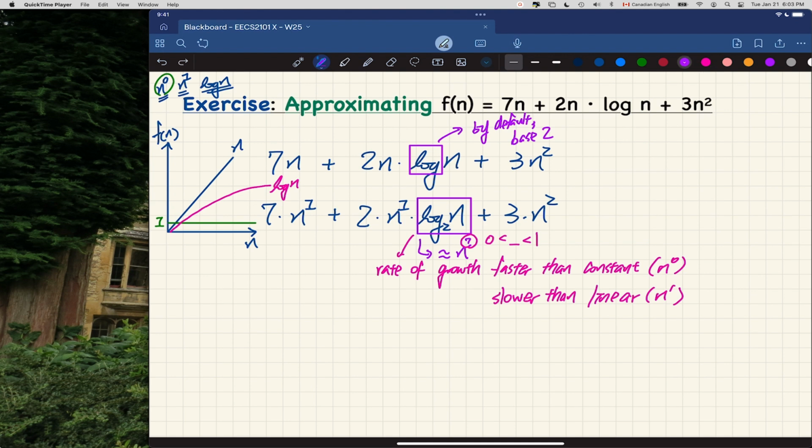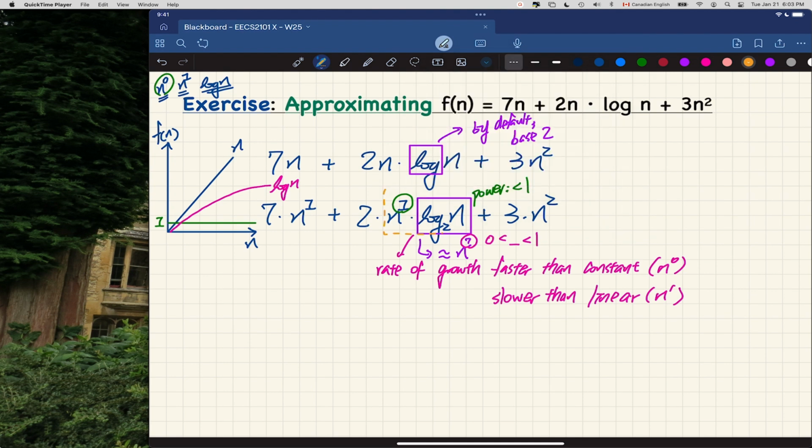Let me just go back here. Let me use a different color. So the power here is 1, and the power over here is less than 1. So you basically got the multiplication between something of power 1 and something of power less than 1. If you combine them together, it's got to be 1 point something, strictly less than 2. That's the conclusion.